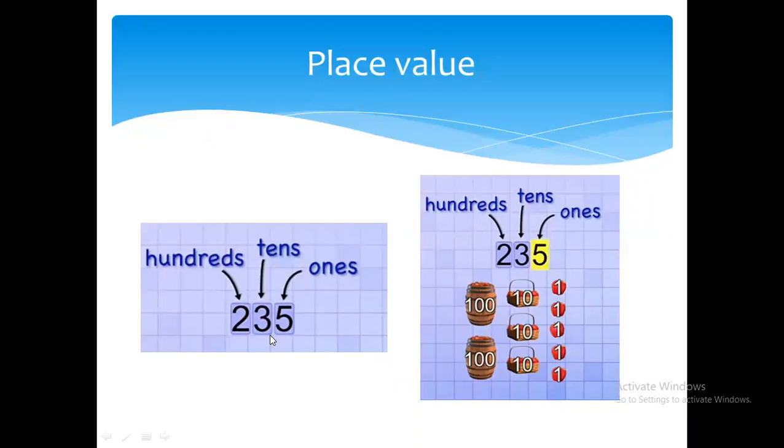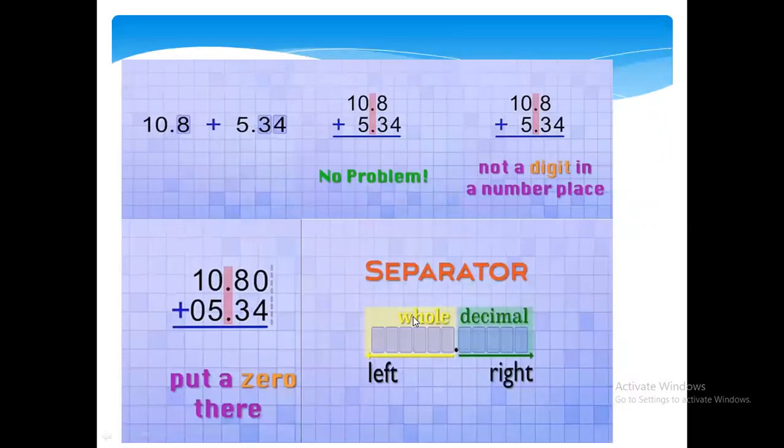So we all know what place value is. In 235, 5 stands for ones, that is units, 3 stands for tens and 2 stands for hundreds. That means we've got 2 hundreds, 3 tens, and 5 ones. So how do we usually solve a sum which consists of decimals and we need to add or subtract them?